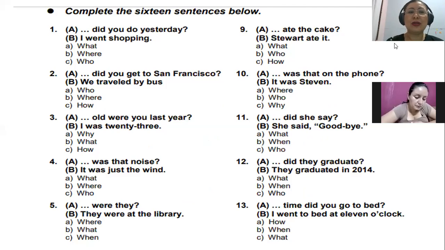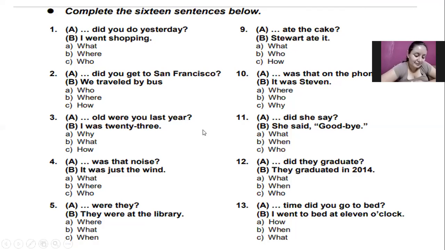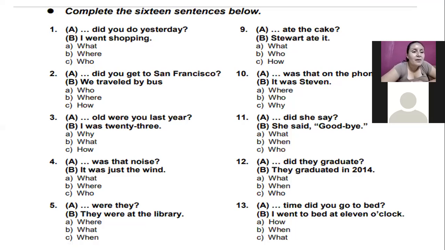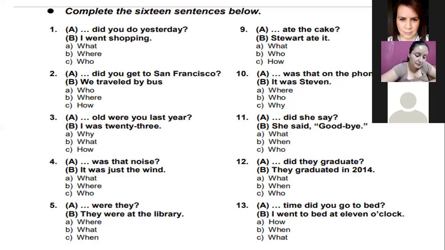Okay, according to you, which was the best answer for number two? Who voluntarily would like to answer? Yes, number two, please. How did you get to San Francisco? Okay, and the answer? We traveled by bus. Okay, excellent. In that question, they are asking us the way, right? How did you get to San Francisco? We traveled by bus. Okay, so the answer is letter C.